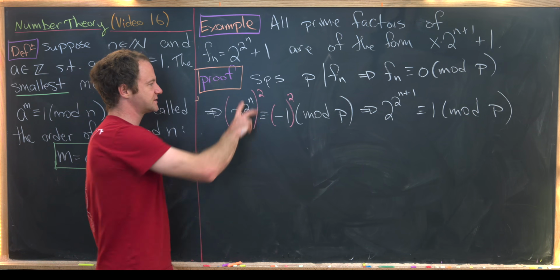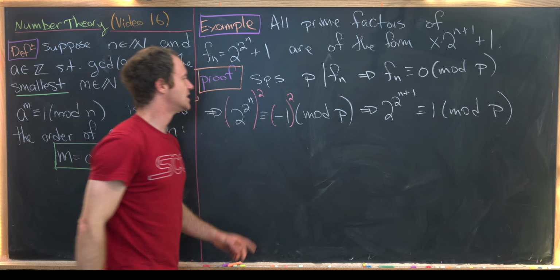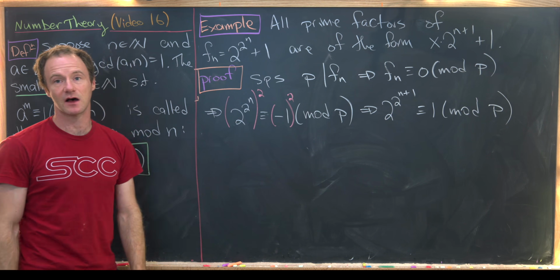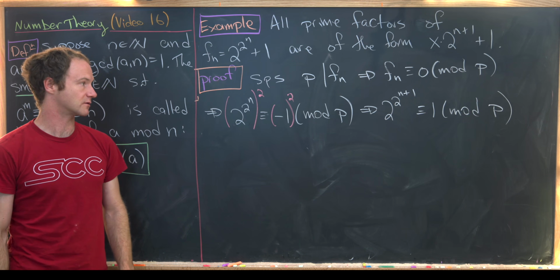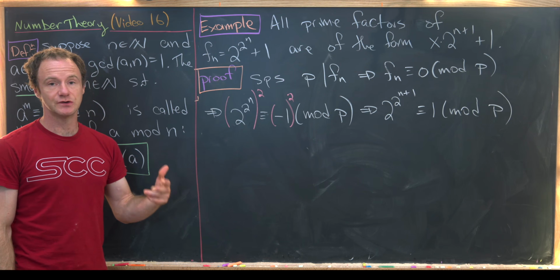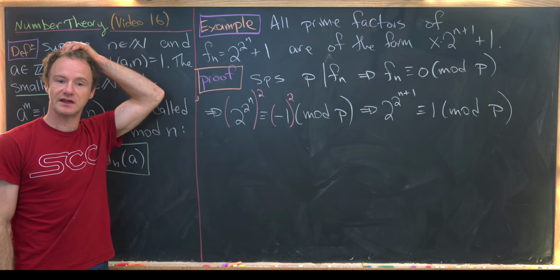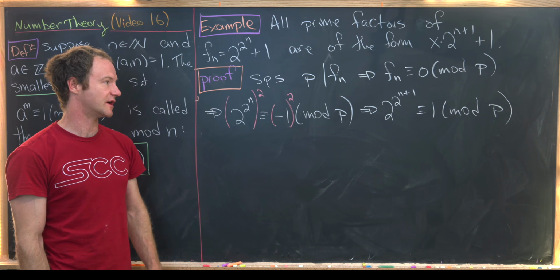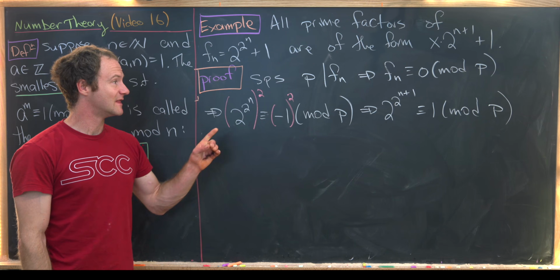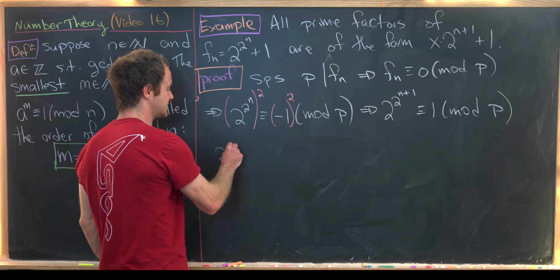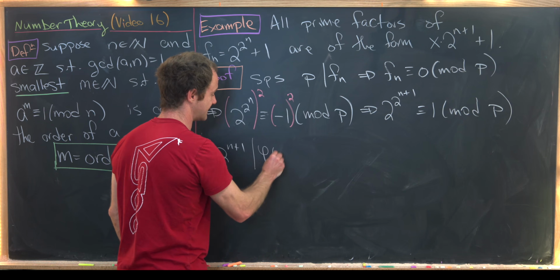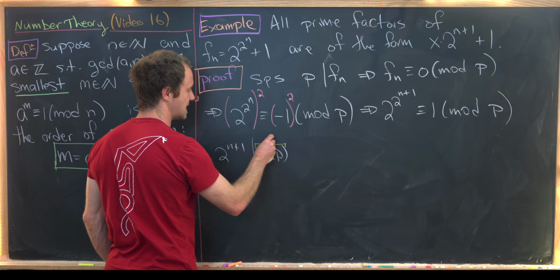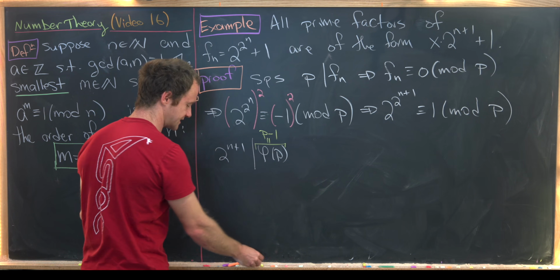So if you're confused by this step from here to here, just make sure to write this pink squaring as multiplying this thing by itself and then carefully use exponent rules. You will use the fact that 2 to the n plus 2 to the n is 2 to the n plus 1. But now using a result that's really in parallel to what we just saw in the previous proposition, that tells us that 2 to the n plus 1 divides phi of p. Okay, but let's recall that phi of p is exactly equal to p minus 1.